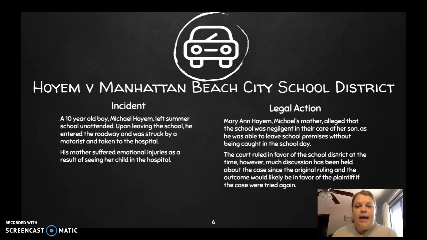Luckily, he didn't pass, but his mother states that she suffered some severe emotional injuries because she saw her child in the hospital. She said she was traumatized and that there was a lot of recovery for Michael because he was hit by a car, and that the school was liable. She said that because the school was negligent in their care for her son, he was able to leave the school building without being caught, so she sued for negligence.